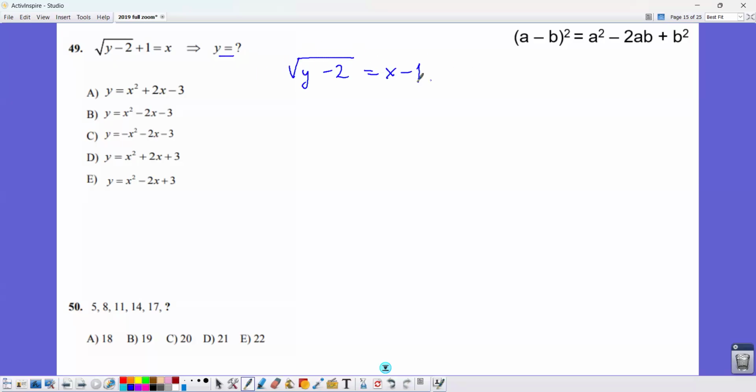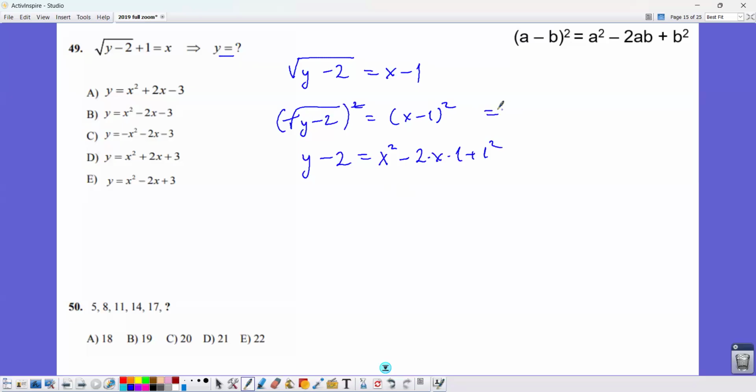We can get rid of the square root by squaring both sides, because square and square root cancel each other. Then our equation will become like this. Now the square root and the square cancel each other. On this side, I have y minus 2. On this side, I need to use the binomial square: x squared minus 2 times x times 1 plus 1 squared is this part.